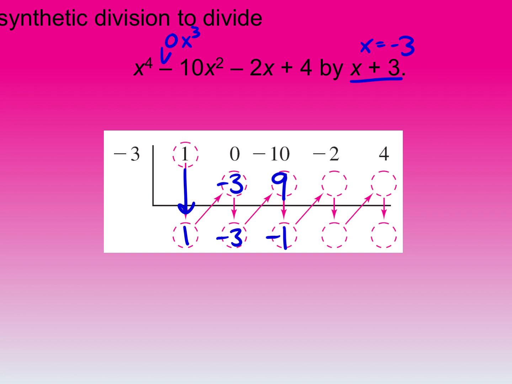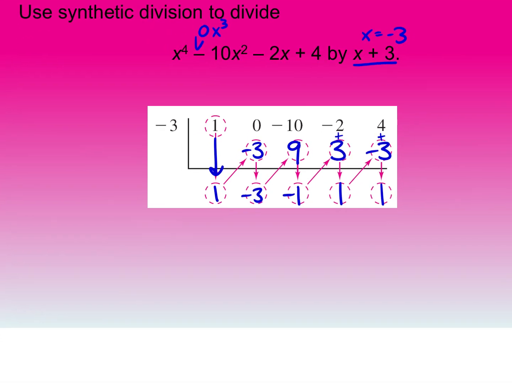Multiply on the outside. Negative 3 times negative 1 is positive 3. Add on the inside. Negative 2 plus 3 is 1. Multiply on the outside. Negative 3 times 1 is negative 3. Add on the inside. We get 1.